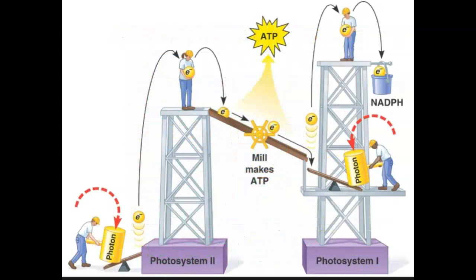This is another way to look at it. In photosystem 2, the electrons go to a higher energy state, and this cluster of enzymes will make ATP. The electrons get passed to another cluster of enzymes called photosystem 1. When sunlight excites them, they go to a higher energy state and produce NADPH.